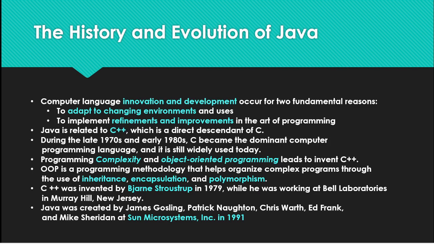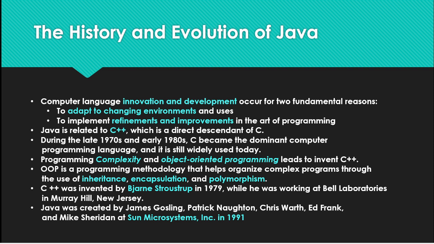So let's talk about the history and the evolution of Java. As early as the 70s or 80s, programming languages emerged. Computer language innovations and development occur for two fundamental reasons: to adapt to changing environments and uses, and to implement refinements and improvements in the art of programming. As a part of this, there were multiple environment improvements happening.